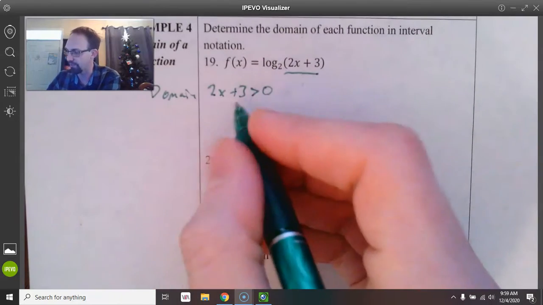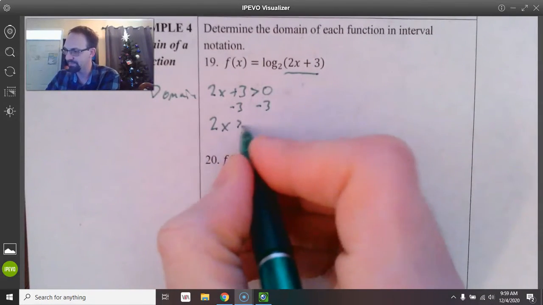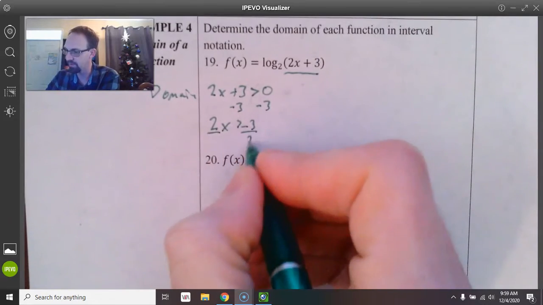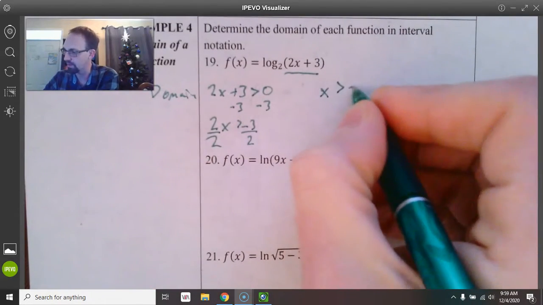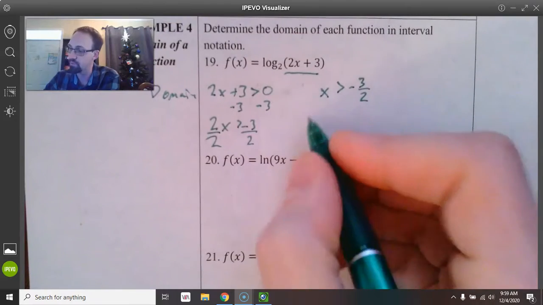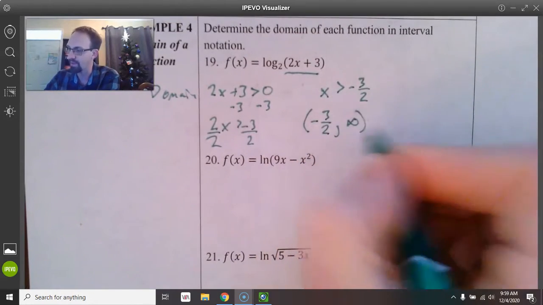So by solving this for x, subtract 3 on both sides, divide by 2, I get x is greater than negative 3 halves, which means that the domain for this is going to be negative 3 halves, comma, infinity.